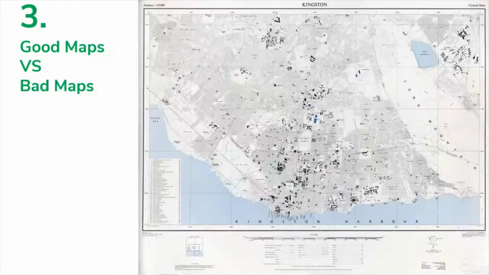All right, so I want to look at some examples of good maps versus bad maps. And I wanted this to be a little bit interactive, so I'm going to show you 2 maps side by side, and you can put in the chat which one you think is a good map versus which one you think is a bad map.